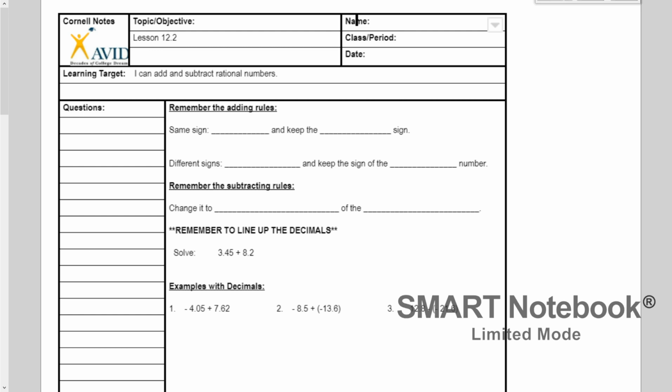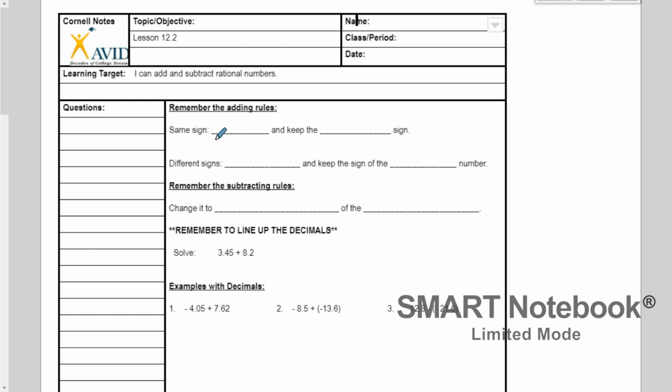Today we're going to talk about adding and subtracting rational numbers. Before we go into those rational numbers, remember those rational numbers are fractions and decimals. We've been dealing with integers so far, which are those whole numbers that are positive and negative. So before we get into those fractions and decimals, let's talk about just those rules that we use when we're adding and subtracting positive and negative numbers.